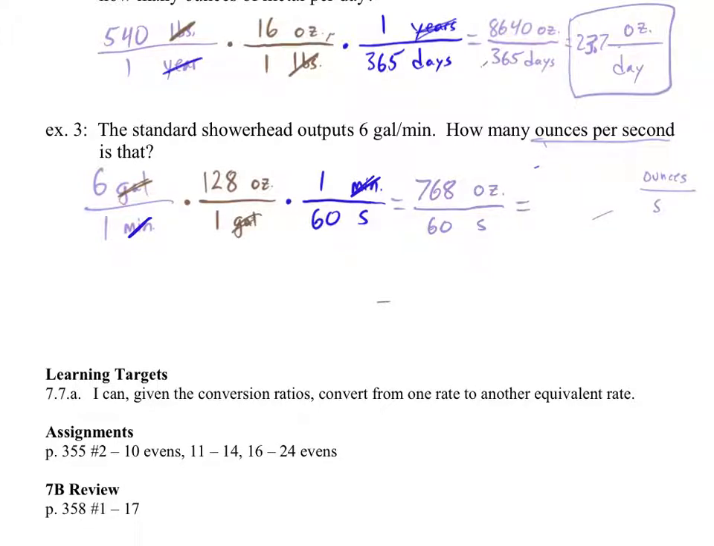Last step, 768 divided by 60 gives me 12.8 ounces per second. So probably about like one of your kitchen drinking glasses, probably about 12 ounces. So it's kind of like they're dumping one of those on you every second out of the shower head. That feels like a lot. That's actually kind of a lot. That's the section.